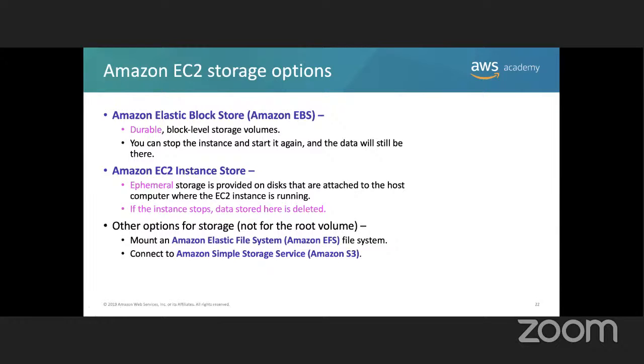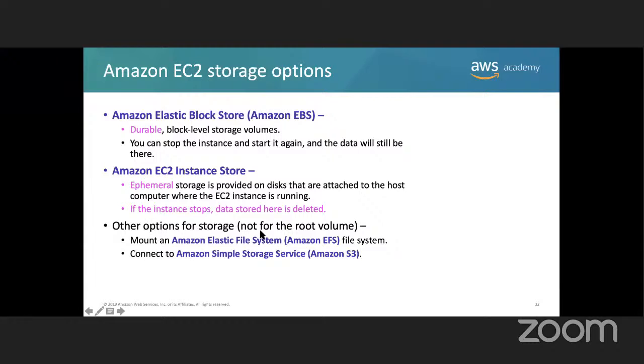What you need to know, guys, is how to build an Amazon EC2 instance with instance store, but you need to know that instance store is ephemeral. What it means is when you stop the instance, it will disappear. Okay? The EBS volume stays there, but instance store disappears. That's why it's called ephemeral. If the instance stops, data stored here is deleted.